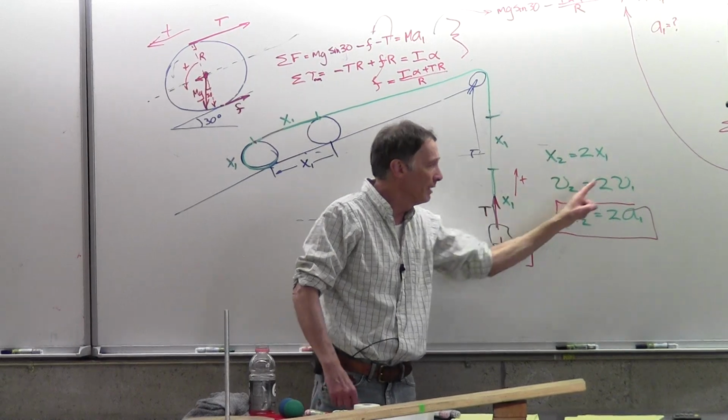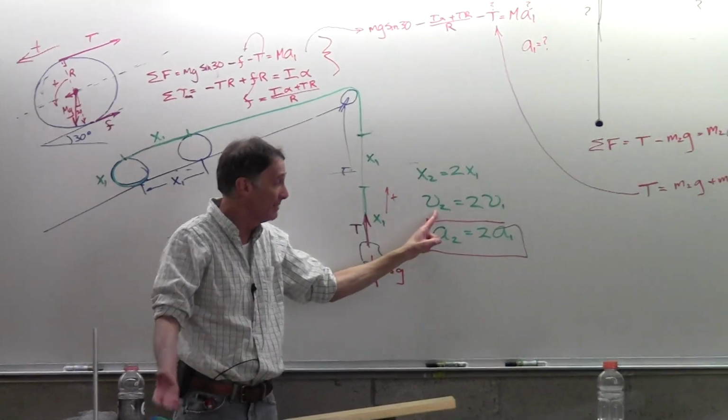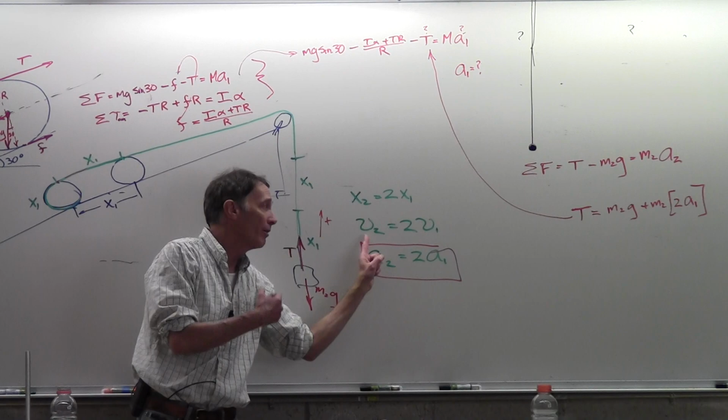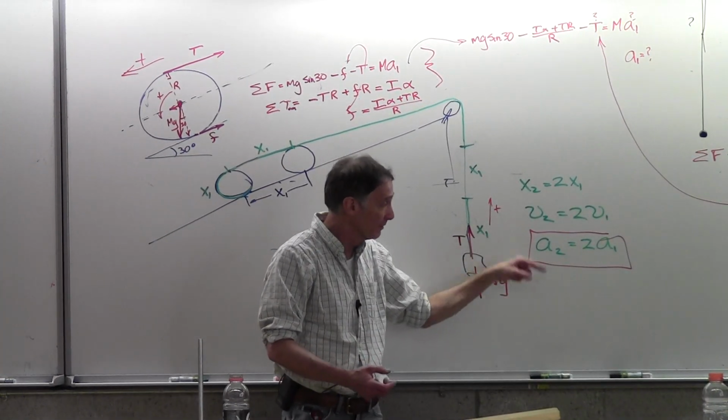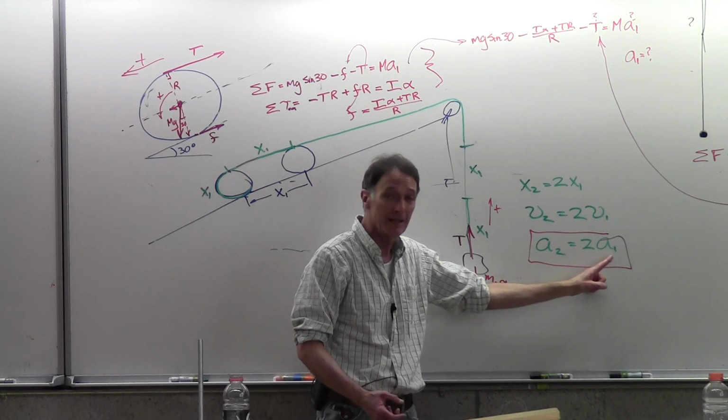And then taking the derivative, if it does that in the same delta t, this has got to go from v2, it's got to be 2 times v1. And also, if we take another derivative, a2 has to be equal to 2 times a1.